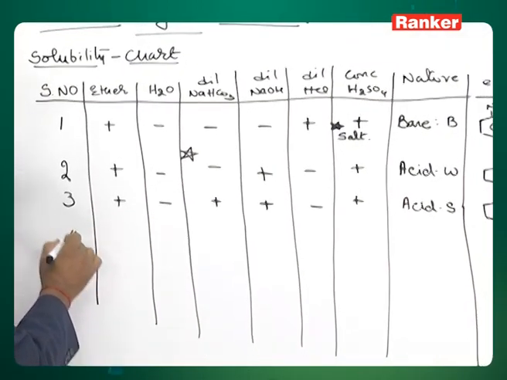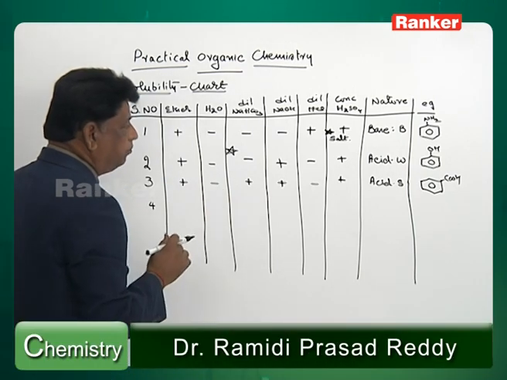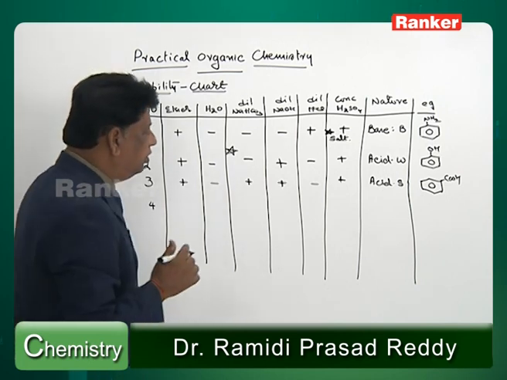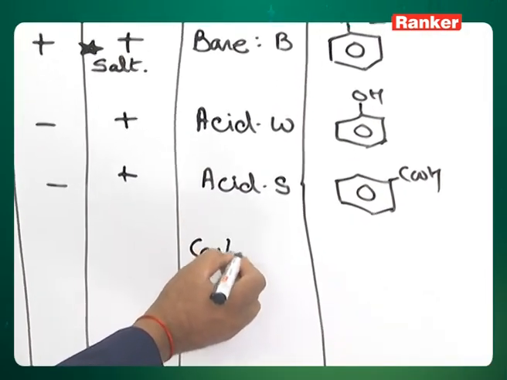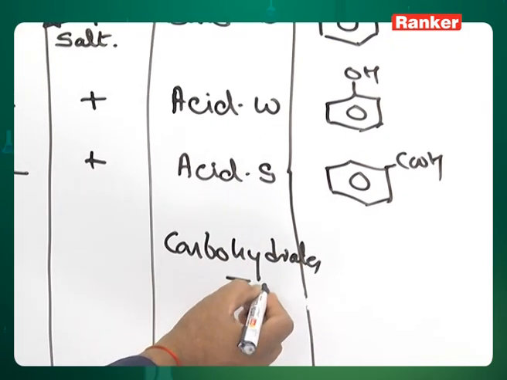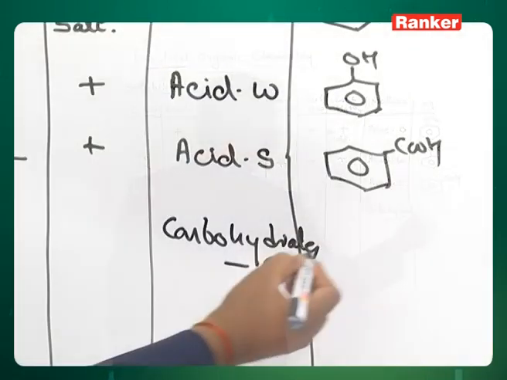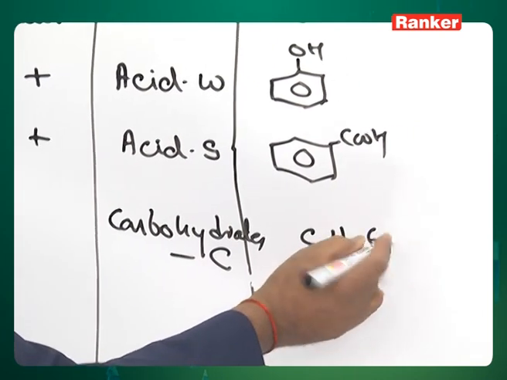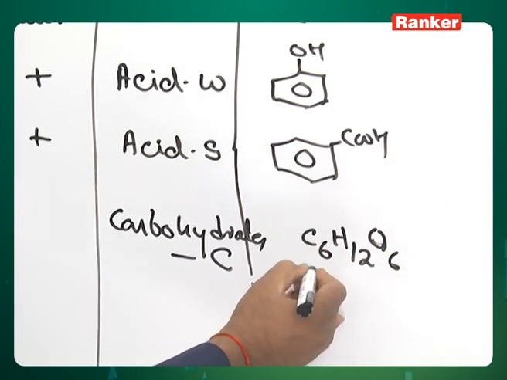Then the fourth category. Now the bases and acids are over. Then the neutral compounds we have to take. Before taking the neutral compounds, we have another class called the carbohydrates. Carbohydrates, let us designate with C. The example is glucose, C6H12O6. The structure is big, so I am giving the formula.